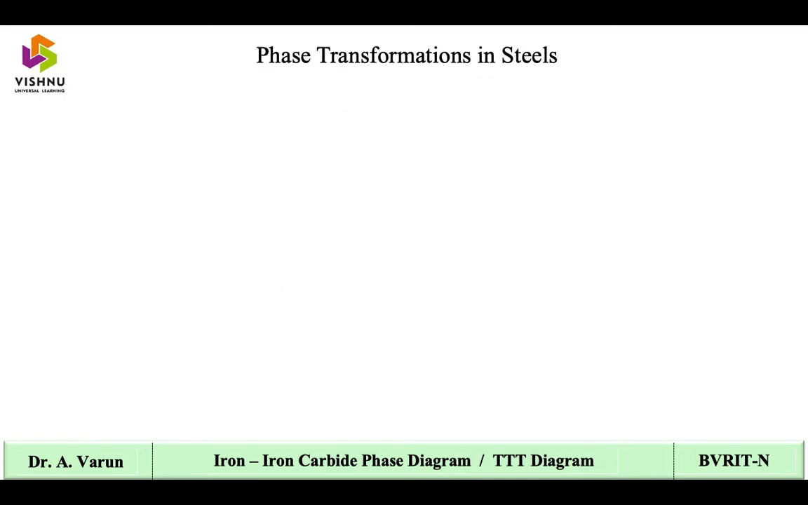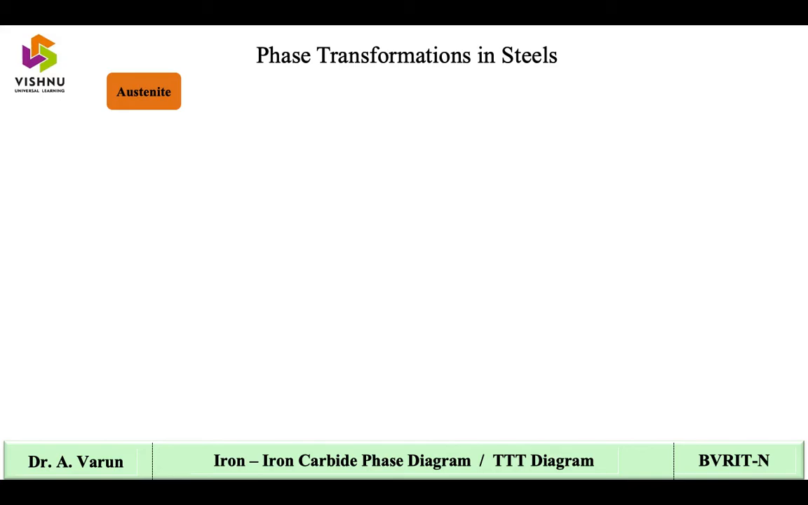Now coming to the discussion about the TTT diagram, which is the time temperature transformation diagram. Before that, we are supposed to understand why this is so important. This comes under the phase transformations in steel. Here we know that austenite is not stable below 723 degrees centigrade, and this austenite transforms into other forms, like pearlite and cementite or even ferrite.